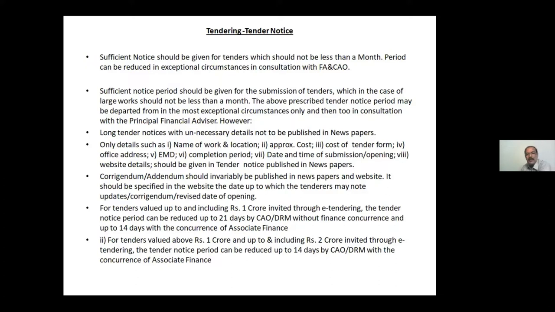It can be reduced to 21 days, but with the approval of DRM, HOD or CAO, this can be reduced to 21 days. And you can also make it 14 days, but for that finance concurrence is needed.